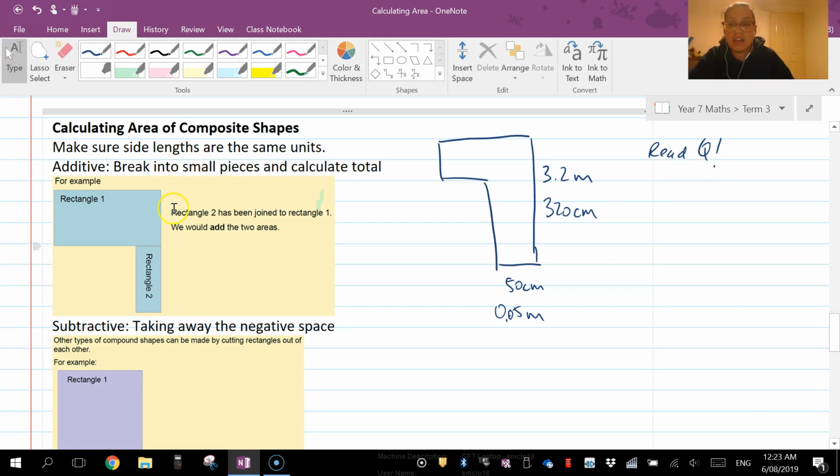Now, calculating it can be done in two ways. There's the additive method, which is where you break the shape into smaller pieces and calculate the total. So in this L shape, you can see that they've gone just across here, or they might go down here. It's up to you, whatever you prefer. Just remember to be careful: you don't want to be double calculating or missing spaces if you go generally this direction.